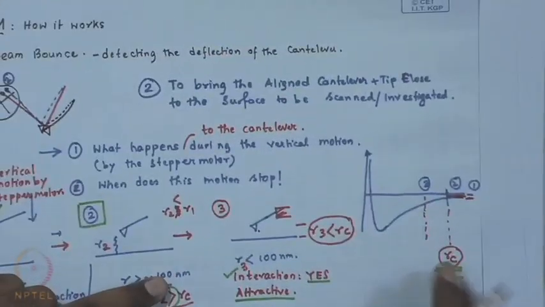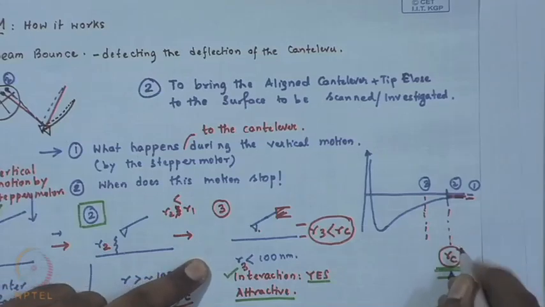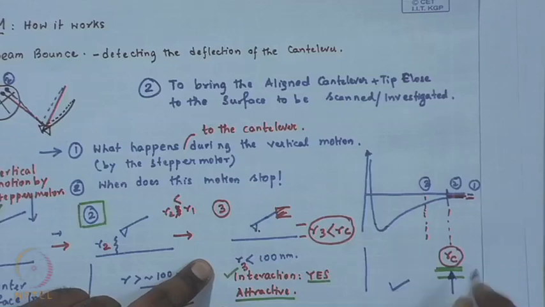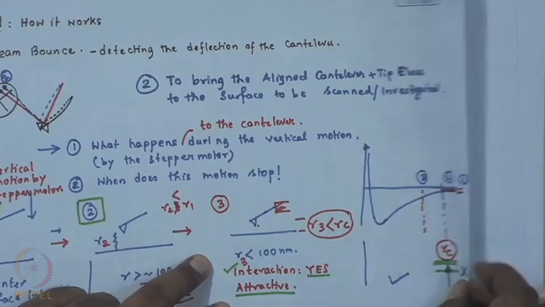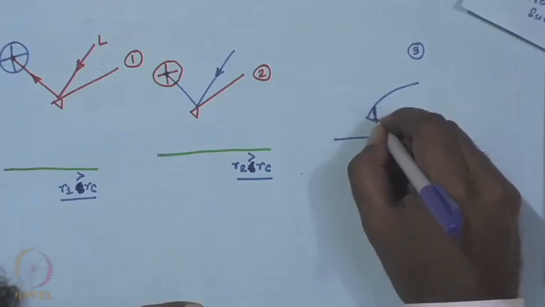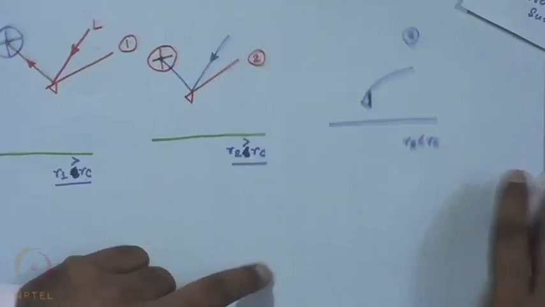Rc is this critical location on the force curve we are talking about, below which there is active interaction, beyond which there is no interaction. Okay. So, R3 now is less than Rc, and we already understand that because of the attractive interaction the cantilever now bends like this.